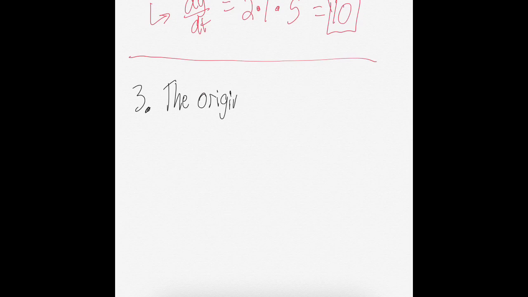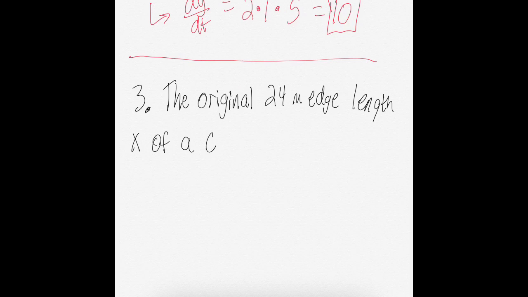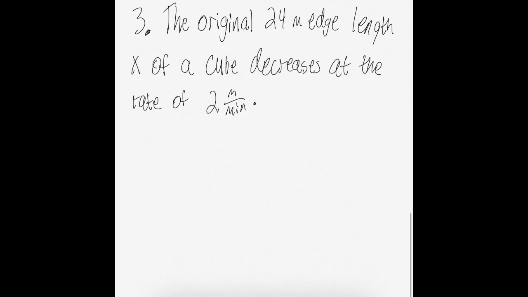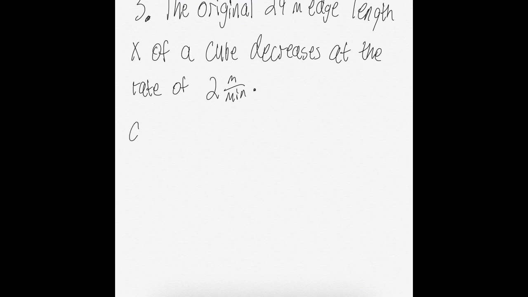The next problem, which I would like to do, is problem 3. This one has 2 parts, and I think I'm just going to do the first part and leave the second to you. They're quite similar. So the 24-meter edge length x of a cube decreases at the rate of 2 meters per minute. So 2 meters per minute.